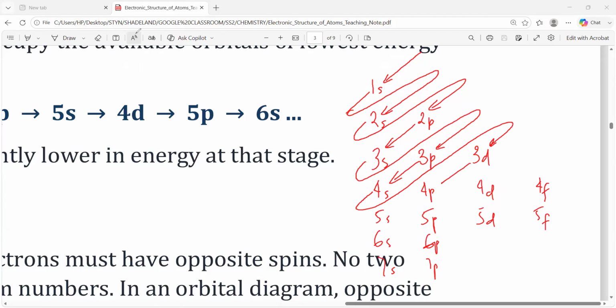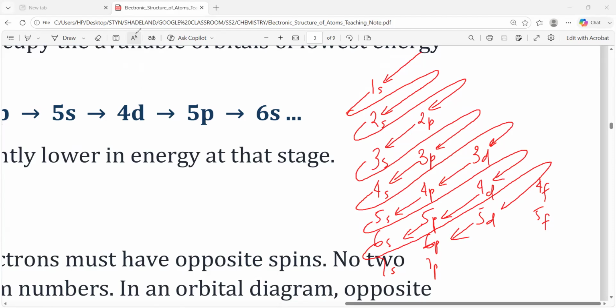After the 3d, we have 4p. After the 4p, we have 5s. After the 5s, what do we do? We'll curve all the way back to what? 4d. After 4d, it is what? 5p. After 5p is what? 6s. After 6s, we curve all the way back to what? 4f. 5d. After 5d, 6p. Like that. You keep following it diagonally.